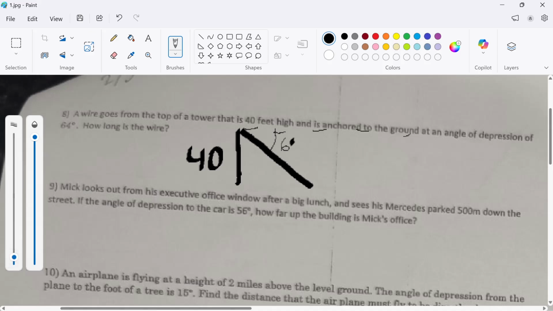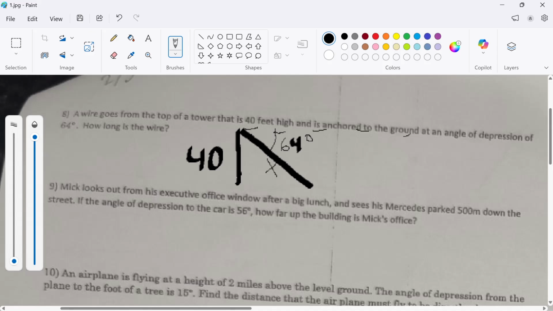I'll make that a little thicker. 64. Now it's too thick. I can't get the exact perfect. All right, 64 degrees is the angle of depression. And it wants me to find the length of the wire. So the wire is x.